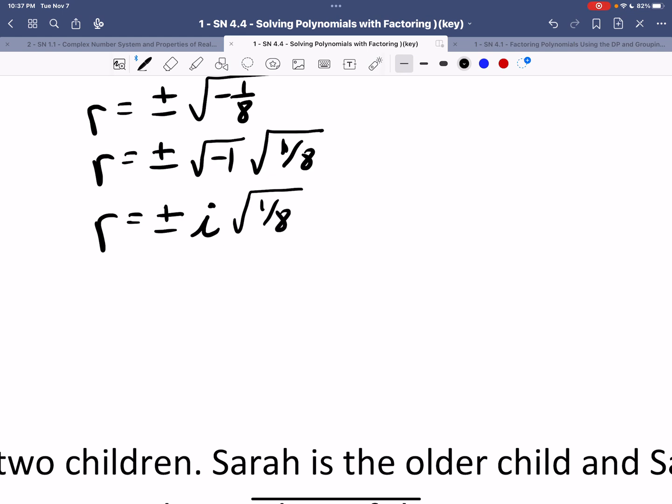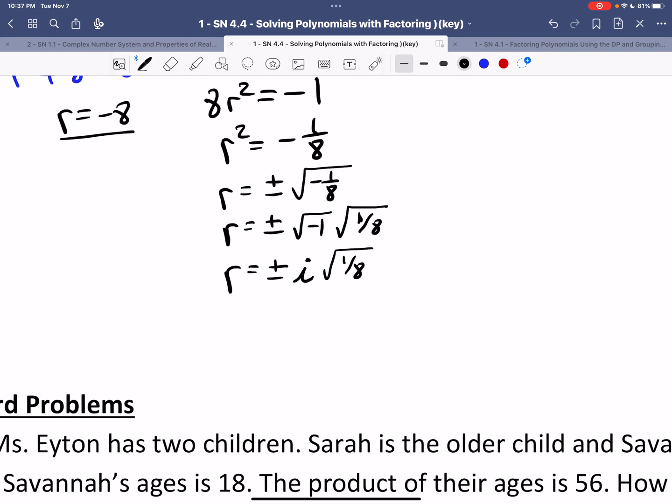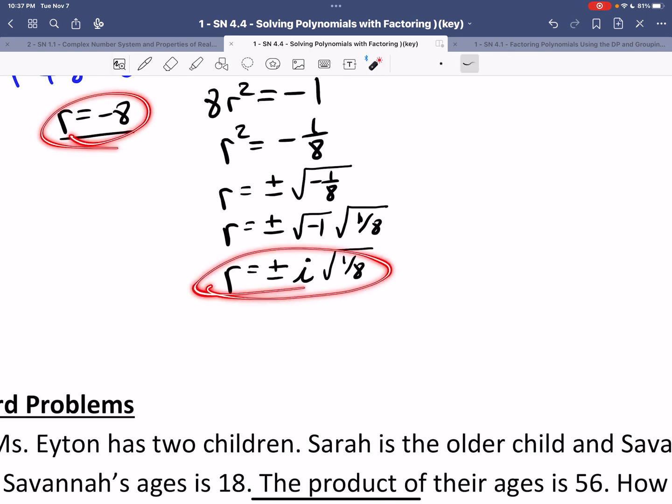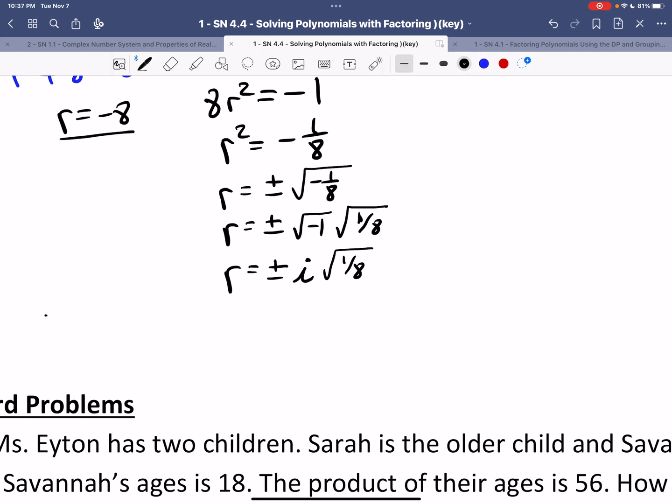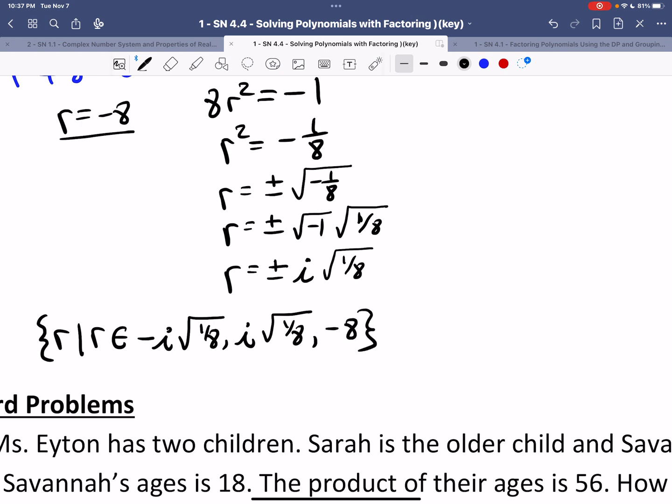Now that is an imaginary number. We can't graph it. All we can do is write it. So how do I put this and this in a set? Okay, and so it looks like this. We're always going to put our imaginary numbers first, r such that r is an element of, and we're going to separate the plus and minus into minus i square roots of 1/8, i square roots of 1/8. So there's our two imaginary terms, and then negative 8 is our one and only real term.